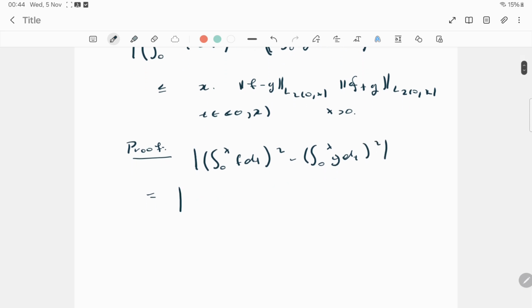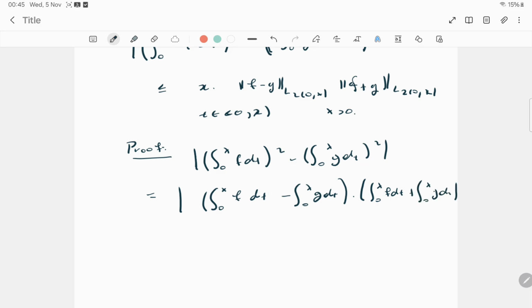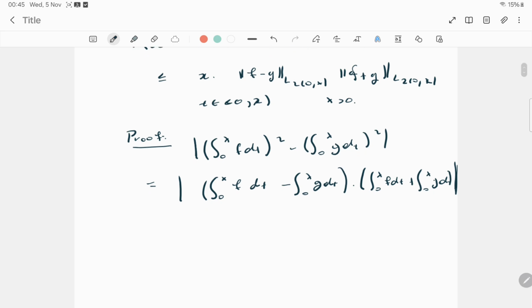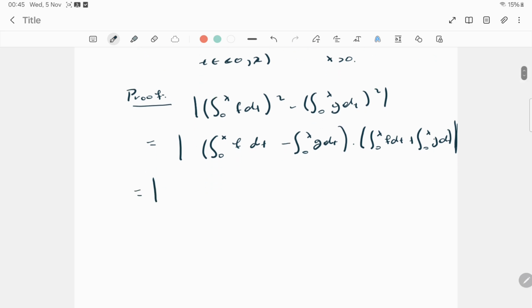That is the difference between the two squares, so we can use the identity: integral 0 to x of f dt minus integral 0 to x of g dt, times integral 0 to x of f dt plus integral 0 to x of g dt. We can polish this part here. It's going to be the integral from 0 to x of f minus g dt times the integral 0 to x of f plus g dt.